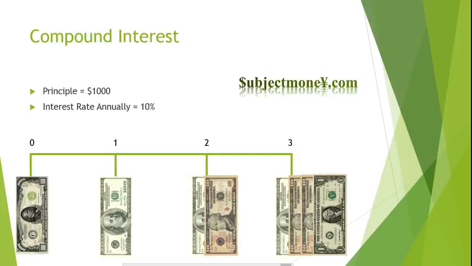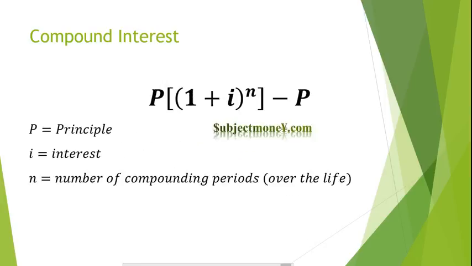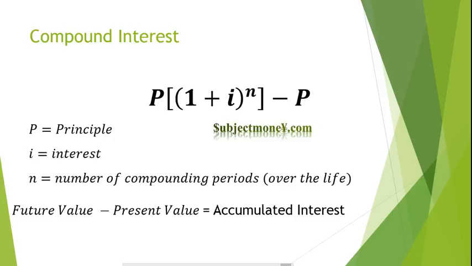The formula to solve the amount of interest earned or paid in an investment or a loan is shown here. This formula could also be written as future value minus present value, which would give you the amount of interest that has been earned or paid in a loan or an investment.